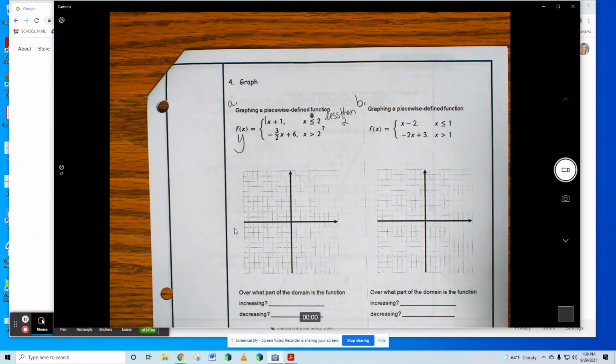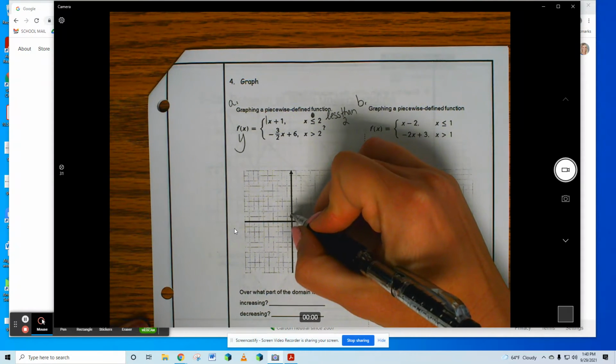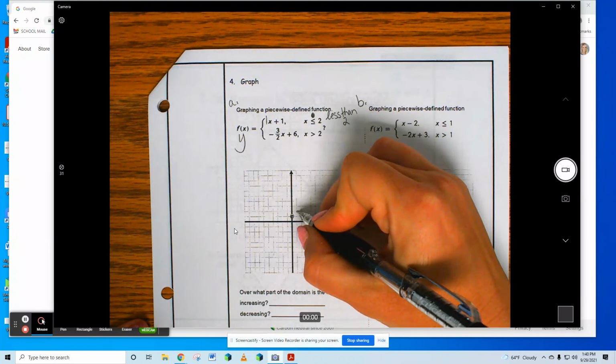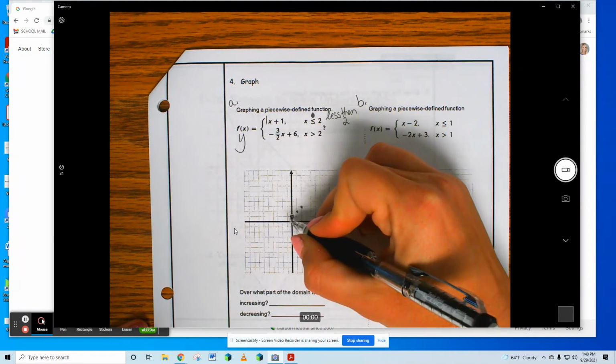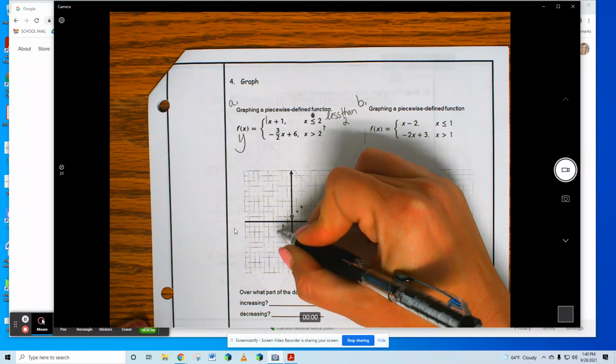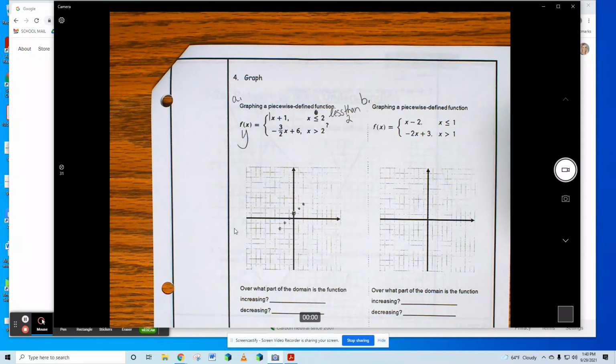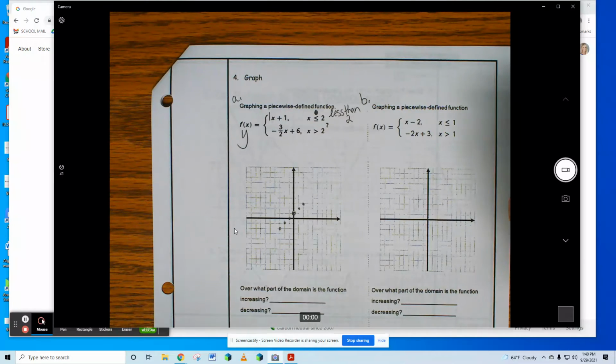So just focus on the top line, 1x plus 1. Begin at 1, the y-intercept. Rise 1, run 1. Rise 1, run 1. But I'm going to have to erase some of it. Keep that in mind. You're going to have to erase some of it.